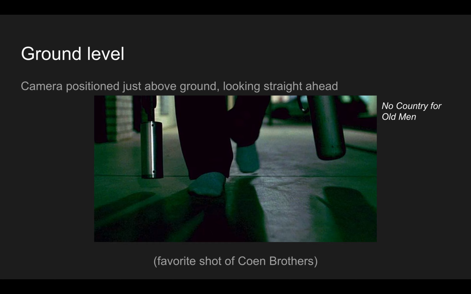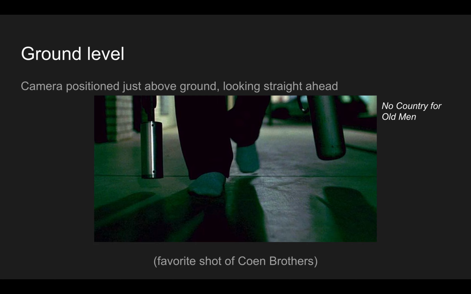Ground level. Now this isn't necessarily a technical term. Any time you position the camera vertically, you're changing the angle basically. But ground level happens frequently enough, I think it's worth talking about. If you ever see any Coen Brothers movies, you're going to see this one a lot. They, for some reason, love to use ground level shots.